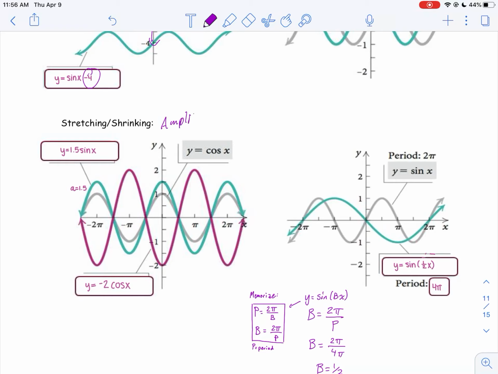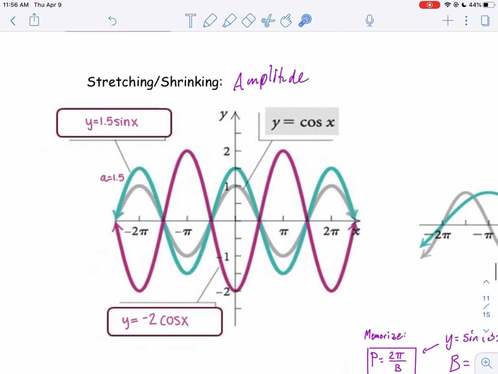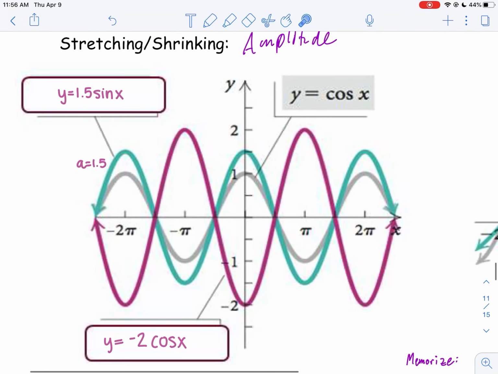Stretching and shrinking, if we do this vertically, okay, this is called the amplitude. So the amplitude for, well, let's take a look. So cosine here is the gray function. The green function here, you can see its amplitude is 1.5. This distance here is 1.5. And so that just goes out front, and that's a vertical stretch.